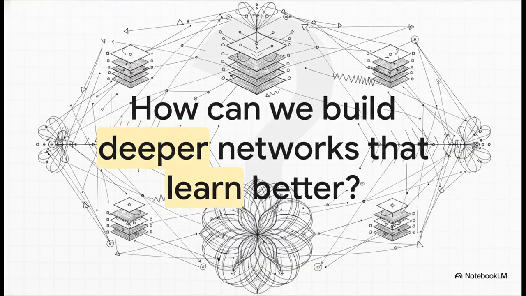So that was the big question on everyone's mind. How can we build these massive, super deep networks that don't just break themselves? How do we get them to actually learn better? The answer, it turns out, wasn't some crazy complex new type of layer. It was an idea that was almost deceptively simple.